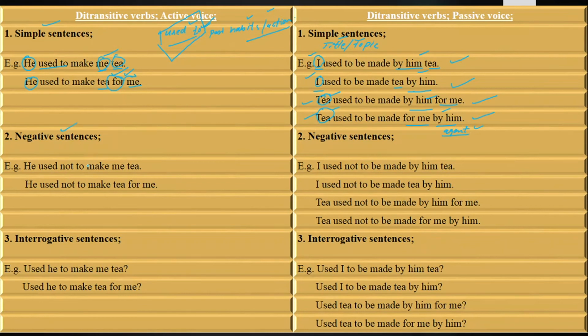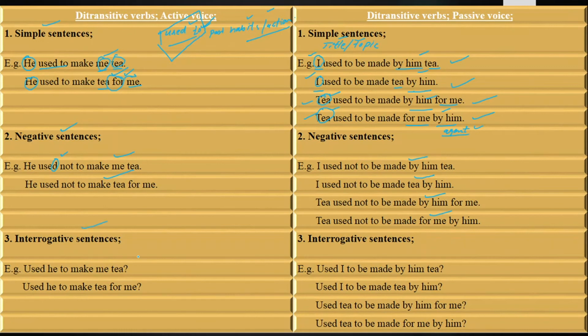Next we have got negative sentences. Those sentences in which we deny the statement, reject the statement and refuse the statement are called negative sentences. He used not to make me tea, he used not to make tea for me. I used not to be made tea by him. Tea used not to be made by him for me, tea used not to be made for me by him. Keep in your mind, here D is silent, it is not pronounced in all sentences. You will say "use to", not "used to".